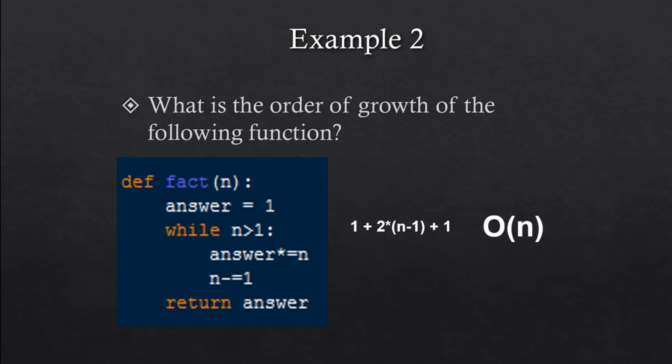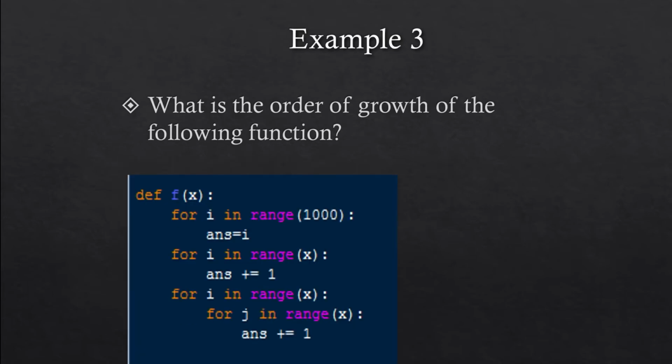Okay, let's look at a more complex one. We have this function here. Define f(x). For i in range 1000, answer equals i. For i in range x, answer plus equals 1. Then for i in range x, and for j in range x, answer plus equals 1. Let's look at this one first. For i in range 1000, answer equals 1. This is a one-step operation.